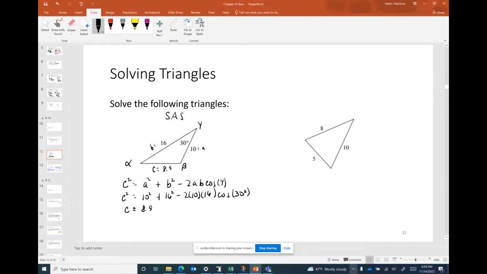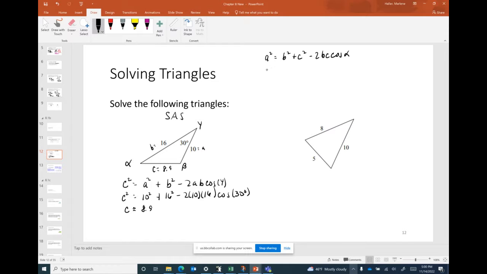Let's solve for alpha now. Solving for alpha, I think I'm going to need more room, so I'm going to do it up here. A squared is going to be b squared plus c squared minus 2bc times the cosine of alpha, right?